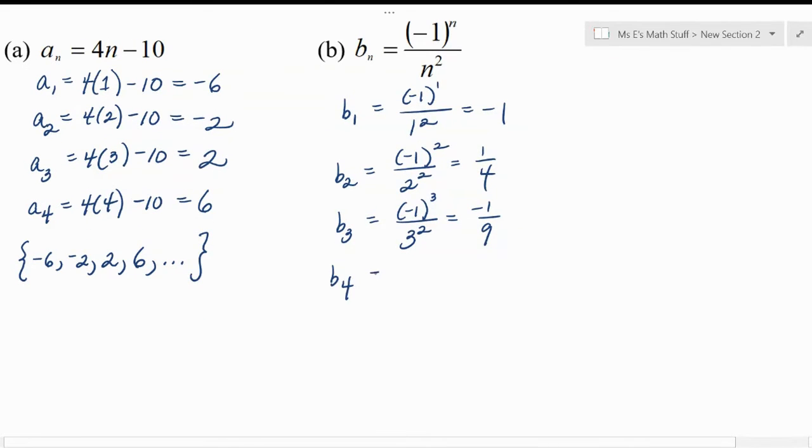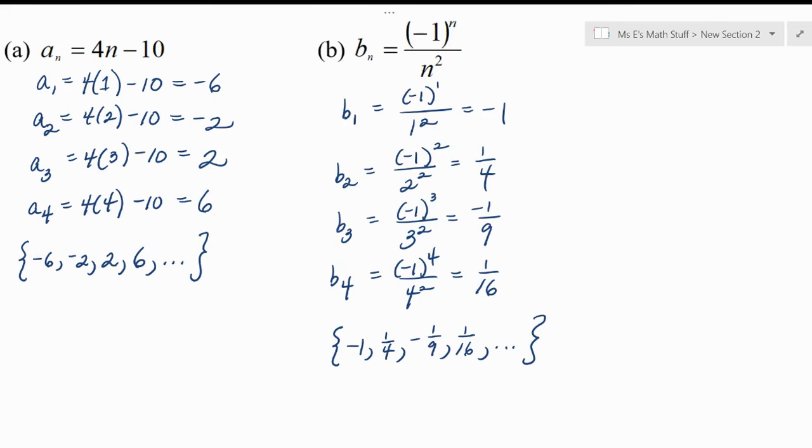B sub 4 would be 1/16. There we go. And they just asked for the first 4 terms. So typically it only takes 3 terms to establish a pattern, unless you have something that's pretty complex. So by the time you can see 3 terms, most of the time we can figure out what the trick is. But 4 terms is just a little extra. So okay, the first term would have been negative 1, then positive 1/4, then negative 1/9, and then positive 1/16.